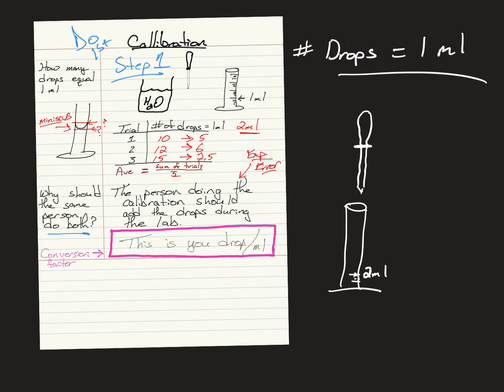So you see here, that's what I did here. If it takes 10 drops to get to 2 milliliters, then 5 drops equals 1 milliliter. The next time it takes 12, that would mean 6 drops equals a milliliter, and the next time it's 15, that's 7.5 drops equals a milliliter. Add those up, divide by 3, that's your average number of drops per milliliter, and that's the number you need. Are we clear? Does that make sense? That's your goal for step 1.